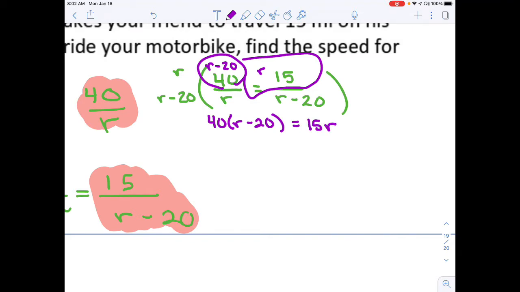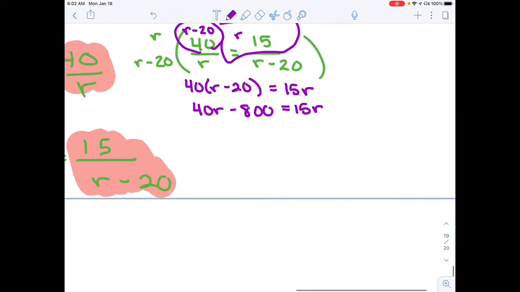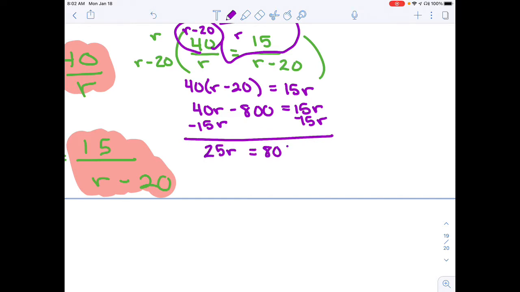When we put our two purple circles equal to each other, that's 40r minus 800. I'm going to bring the 15r over by subtracting it, taking the whole term over, not just the 15. That's going to be 25r equals 800. And r is going to equal, let's see, there are 4 quarters in a dollar, so 4 times 8, so 32. And that's miles per hour.